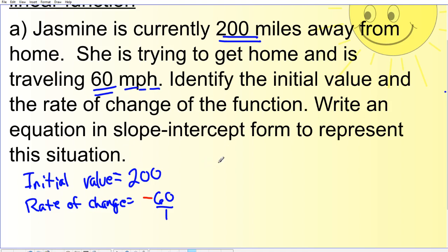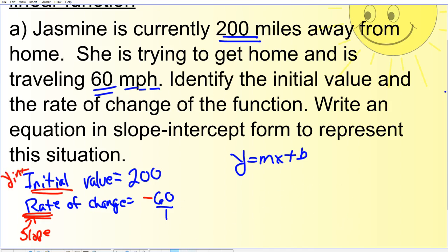So it wants us to write the equation in slope-intercept form. So that was y equals mx plus b. So the rate of change is your slope. This word rate, think of that. Rate is slope. Rate is slope. When you hear the word rate, I want you to think of a slope. And your initial value is your y-intercept.